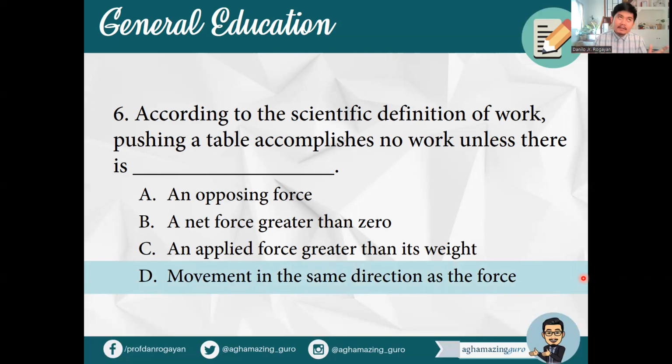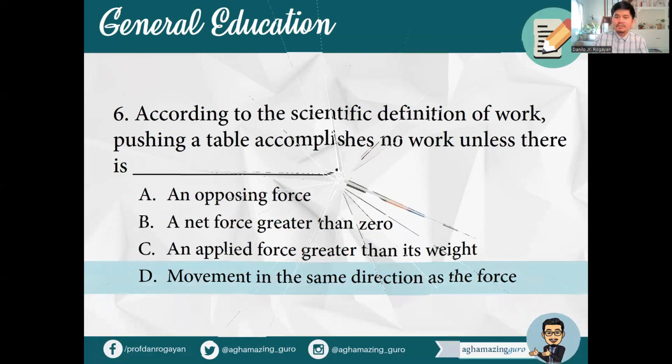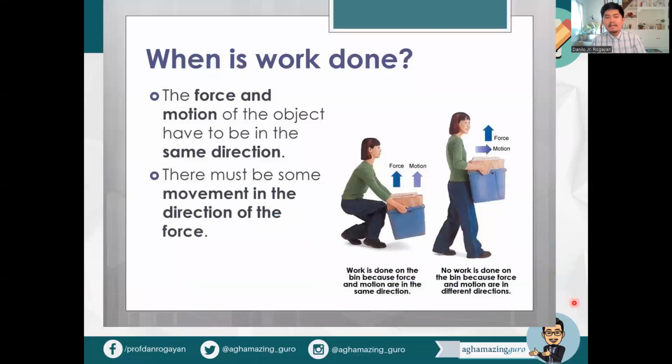So we are actually trying to see the definition of work here. So when you push a table, there is no work unless there is a movement in the same direction as the force. So work will only be done if there is movement in the same direction. Okay? You can see here, sabi, when is work done? Kailan ba? So the force and motion of the object have to be in the same direction. There must be some movement in the direction of the force for it to be considered work. Okay? So tatandaan nyo yan. There should be a movement in the direction of the force.